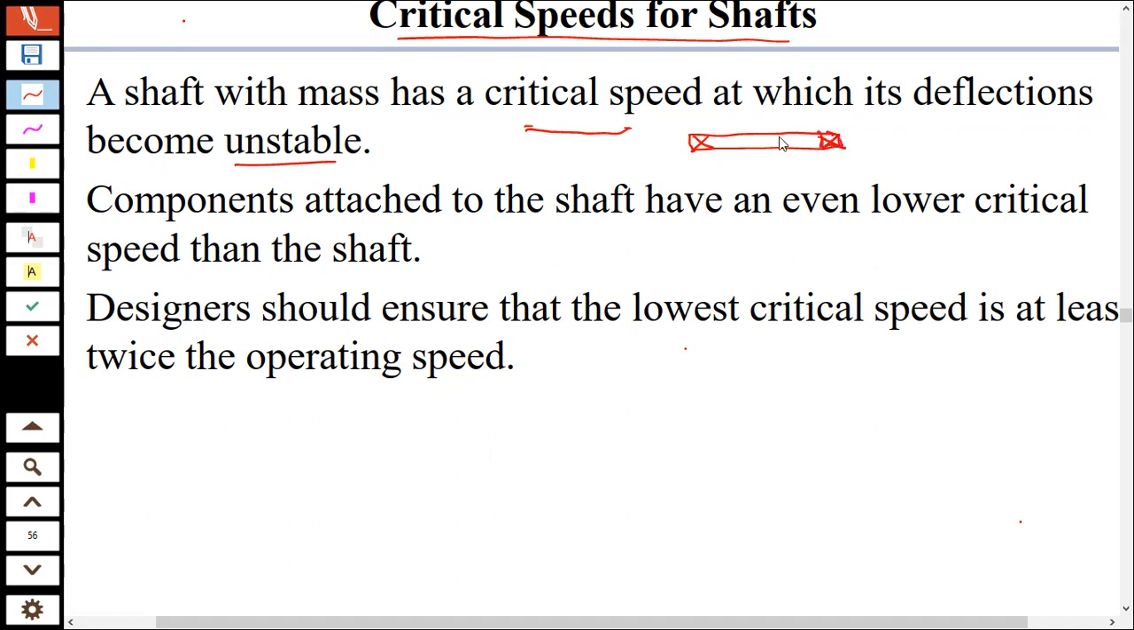And since there is deflection, what's going to happen when it rotates? The shaft is going to vibrate. So components attached to the shaft have even a lower critical speed than the shaft. And the designer should ensure that the lowest critical speed is at least twice the operating speed.